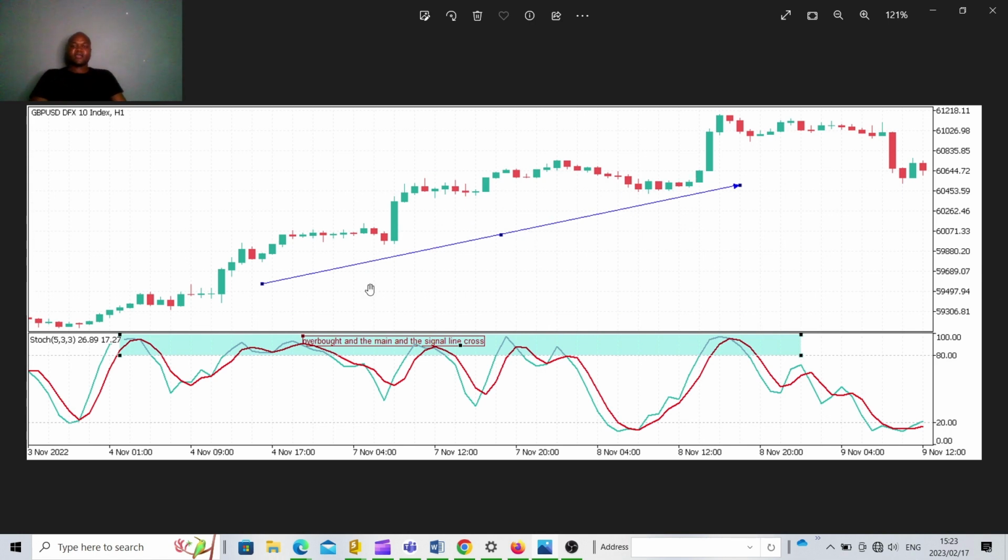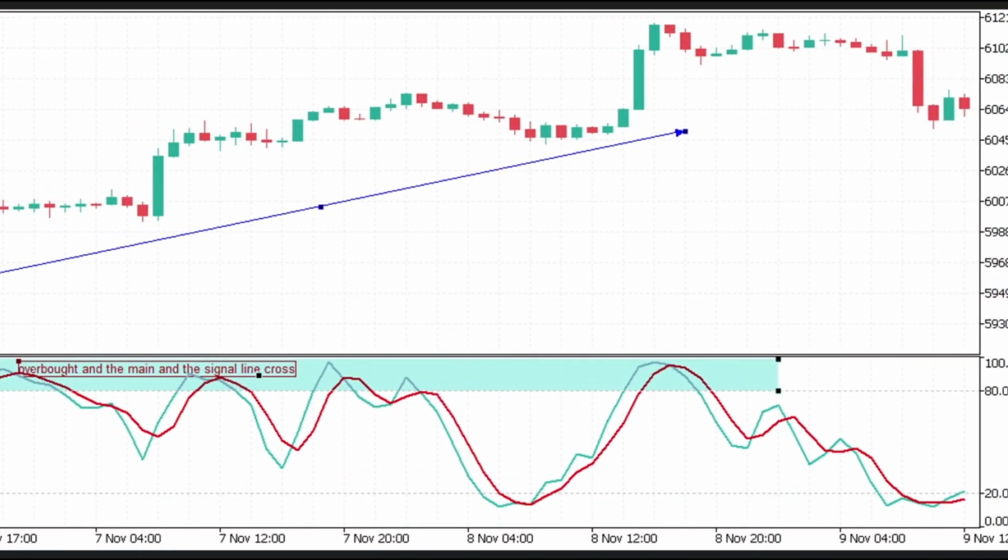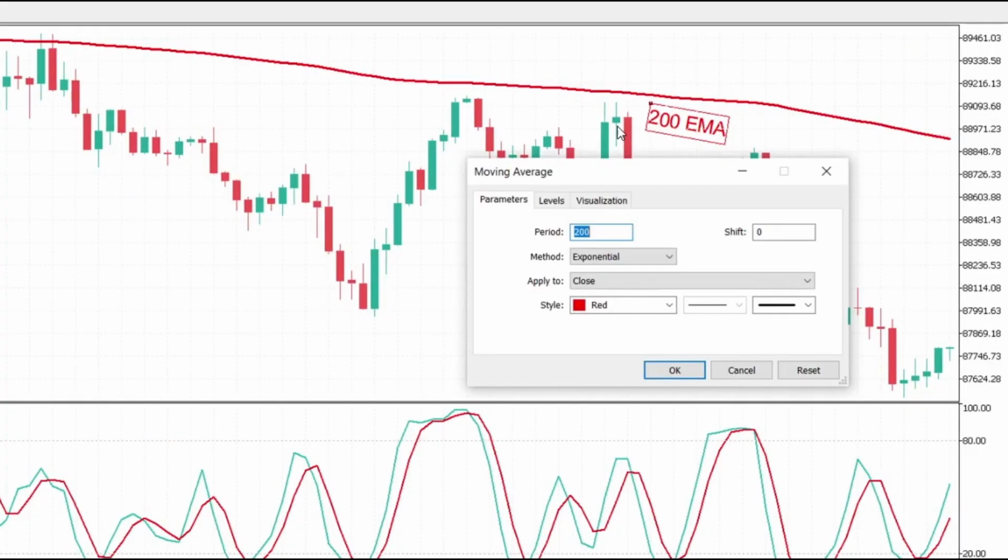How can we solve this problem? To solve this problem, I've decided to add the 200 exponential moving average. As you know, moving averages are very useful in trading. They show us the direction and they also show us the dynamic support and resistance. So for the settings of the moving average, we have the following settings. We are going to sell whenever the price or the candles are below the 200, and we buy whenever the price or the candles are above the 200 exponential moving average.